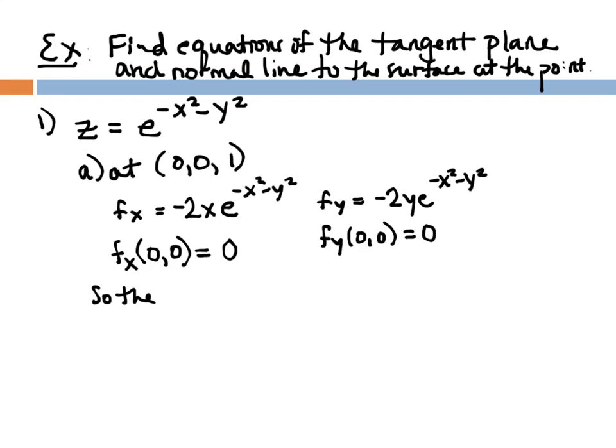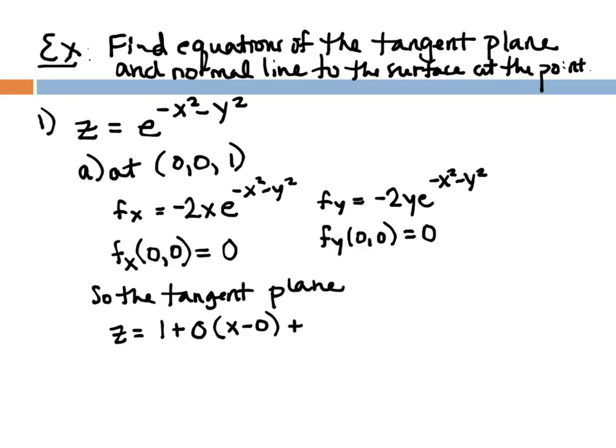So the tangent plane is z equals the third component of our xyz ordered pair, which was the number 1, right? We were given 0, 0, 1 as our point, plus, and we will write this down just so that you have it, plus 0, that's the slope f sub x, times x minus 0, plus the slope f sub y, which is 0, the partial f sub y, which is 0, times y minus 0.